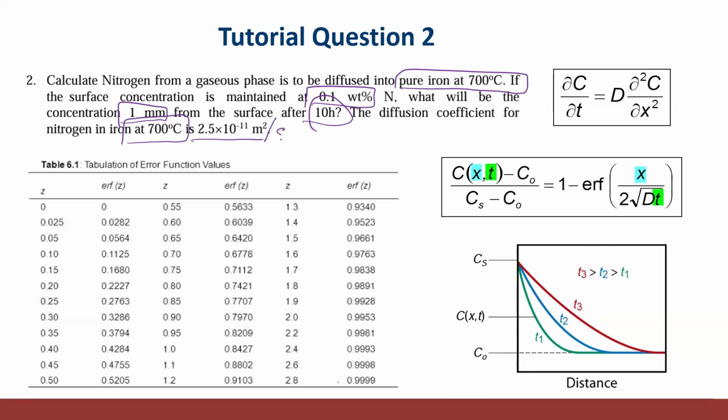So this one should be per second, okay? So this is the D. D is given to us. D is again a constant because it is the same material, same temperature. But with the time, they didn't say that it is a steady state. So they are saying after 10 hours, what will be the concentration at a certain point, at 1 millimeter from the surface in 10 hours. Do you understand the question?